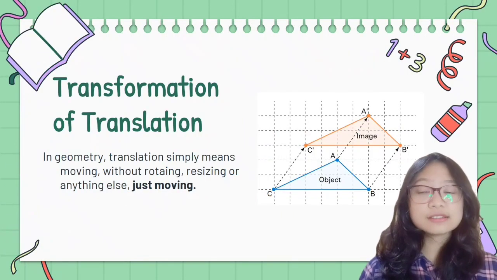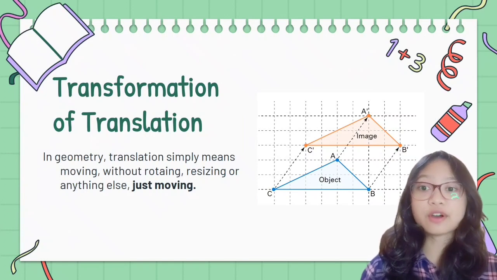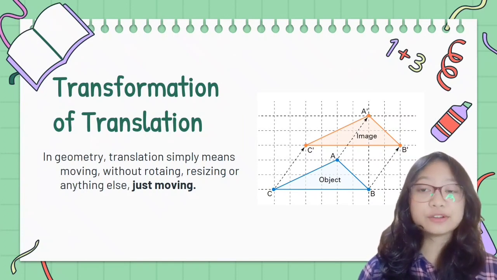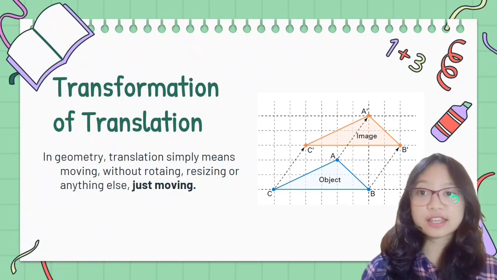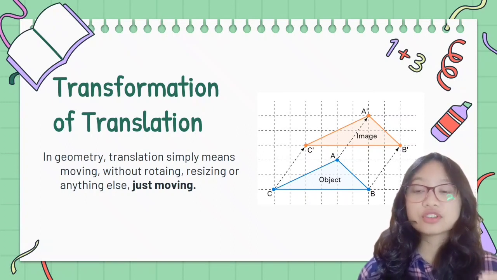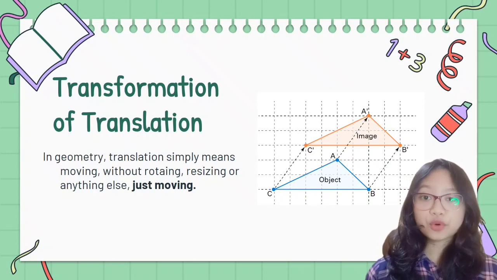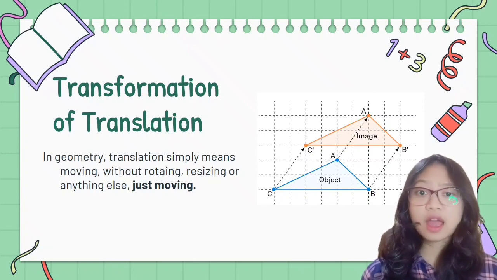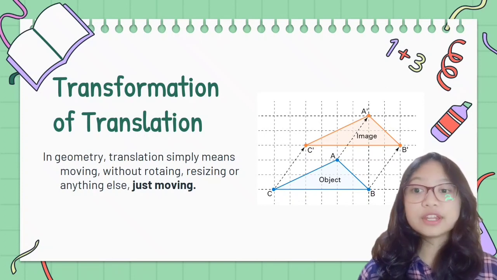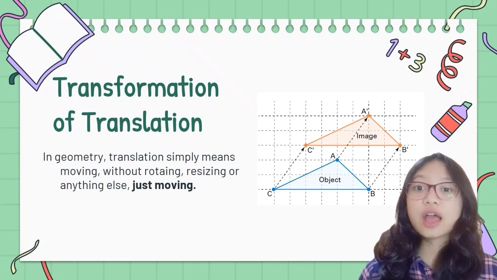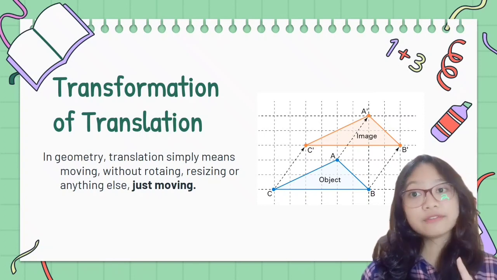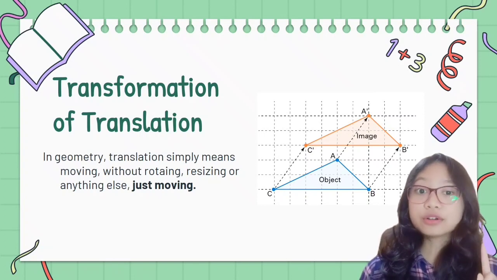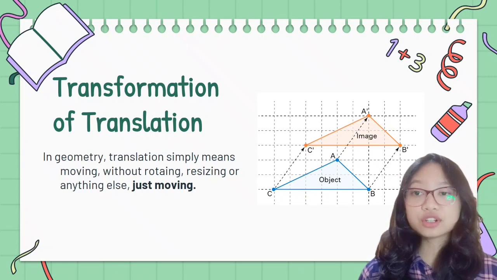Now let's discuss about translation or slide. In Indonesia it's called translasi or pergeseran. In geometry, translation simply means moving without rotating, resizing, or anything else, just moving. The definition of translation in math is that a translation moves a shape left, right, up, or down, but doesn't turn.